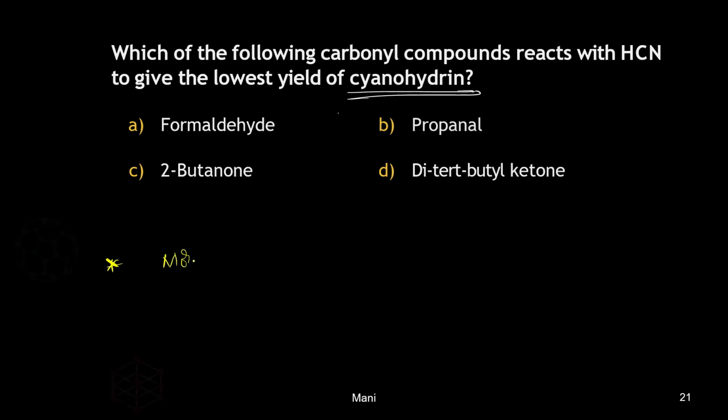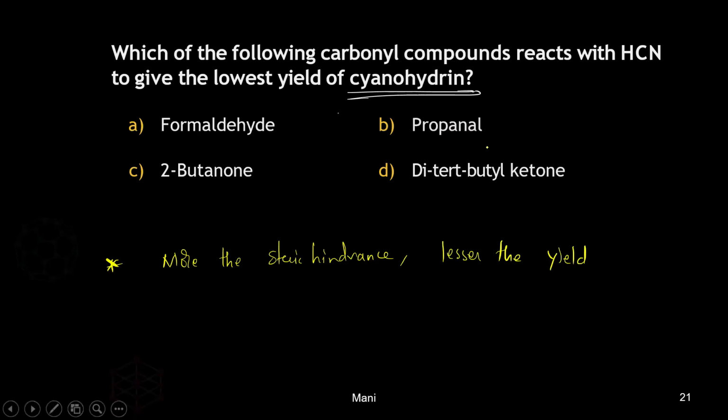So what is steric hindrance? Bulkiness. The main carbon is surrounded with bulky groups, right? So when it is surrounded with bulky groups, approaching the main carbon is very difficult. So the more the steric hindrance, the lesser the yield. The yield here is of the cyanohydrin. So tell me which one will be the bulkier group here? The one which is having the tertiary carbon, right? So which one is having tertiary? Option D. Yes, option D.